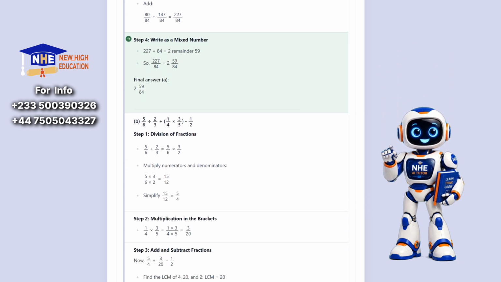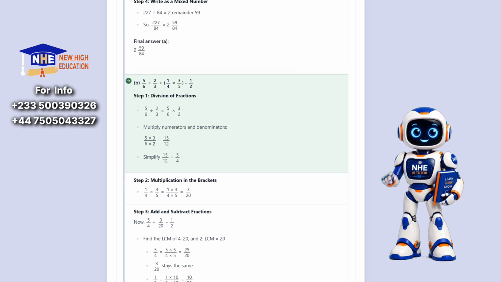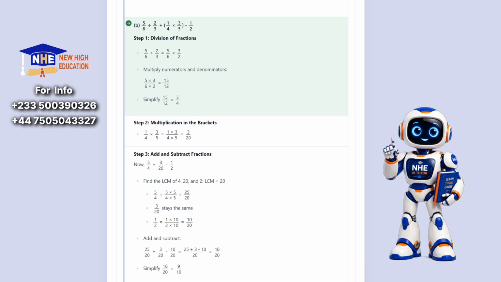Step 4. Write as a mixed number. Now let's convert 227/84 to a mixed number. 84 goes into 227 two times, with a remainder of 59. So the answer is 2 59/84. Final answer for part A, 2 59/84.